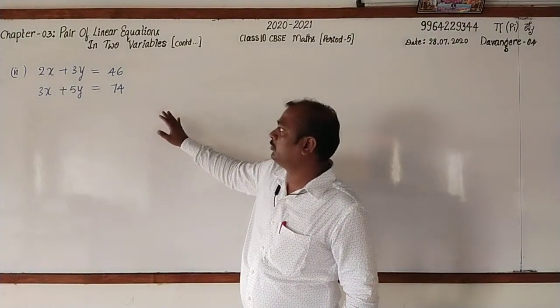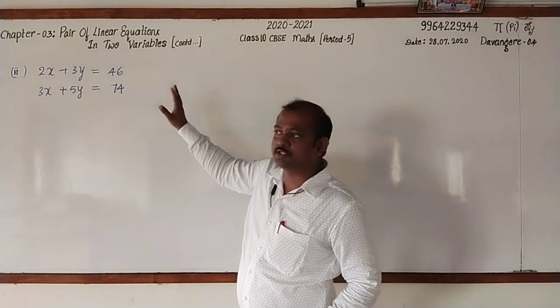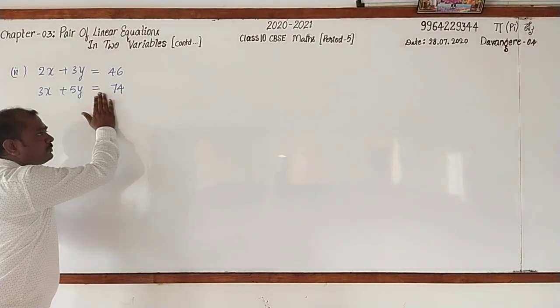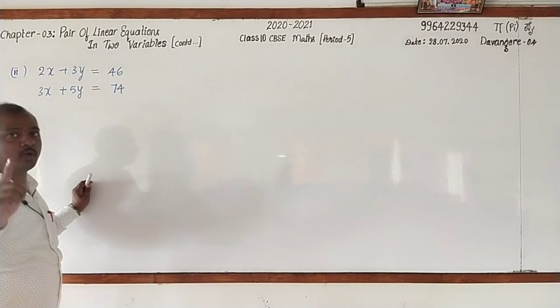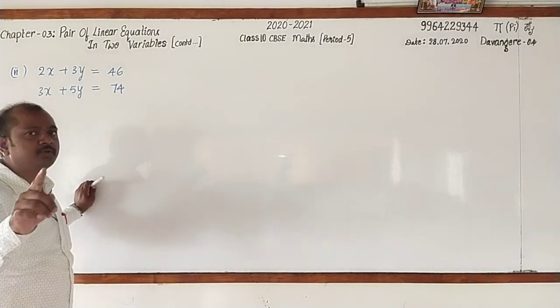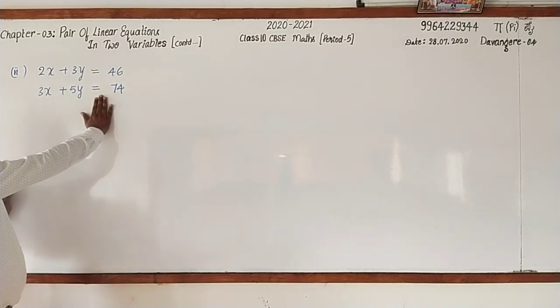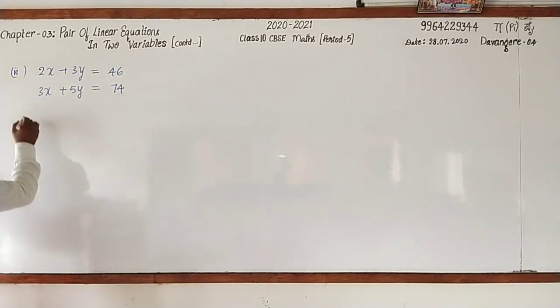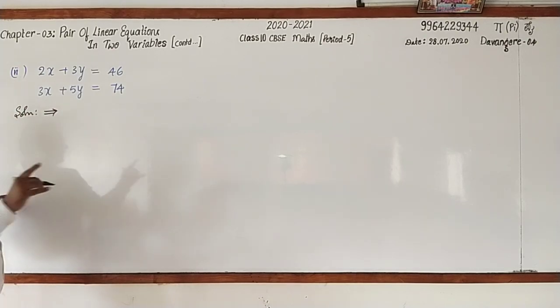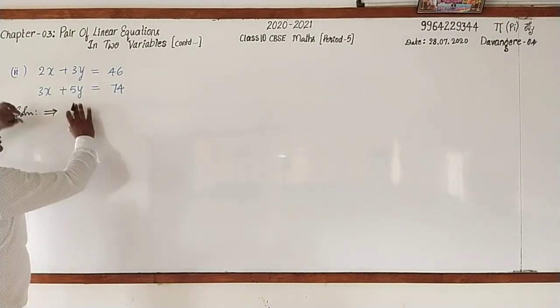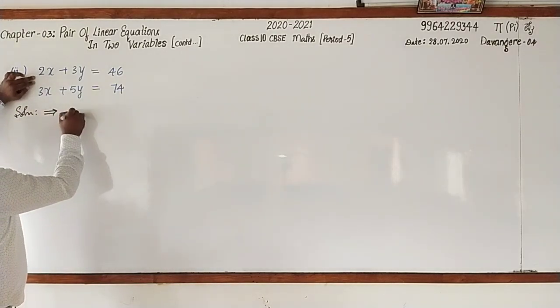Yes. Now we will move on to the second equation. The second pair of linear equations in two variables should be solved by the cross multiplication method. Dear students, please go on writing with me. First you copy this. Now let us go for solving. Yes. What is the first step to be followed? You are right. It should be written in standard form.